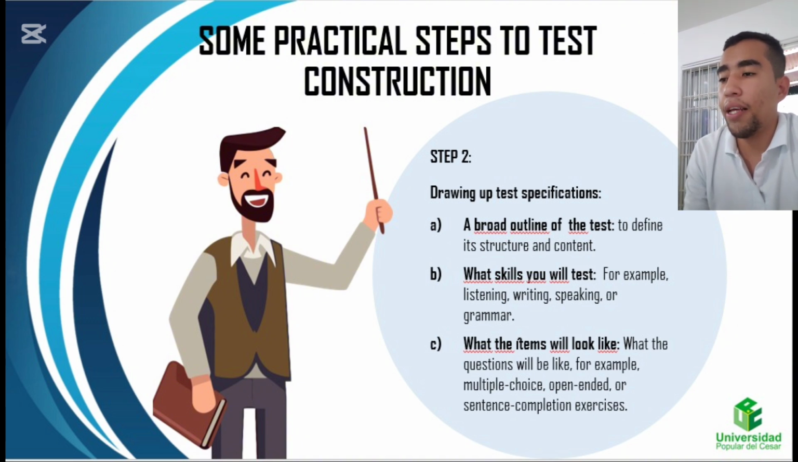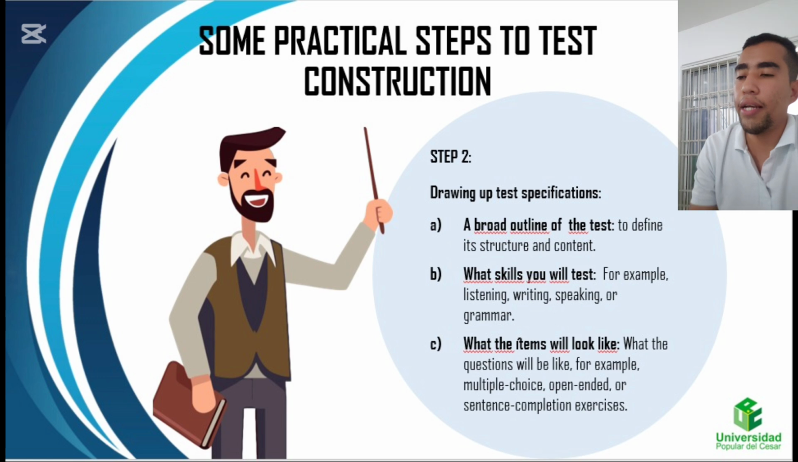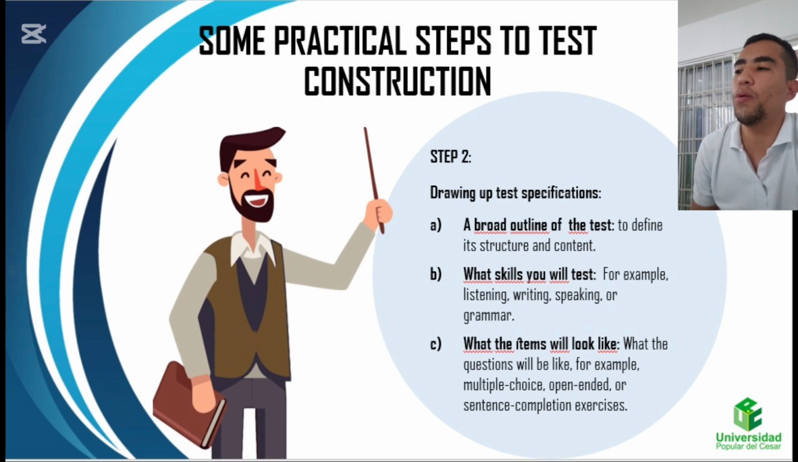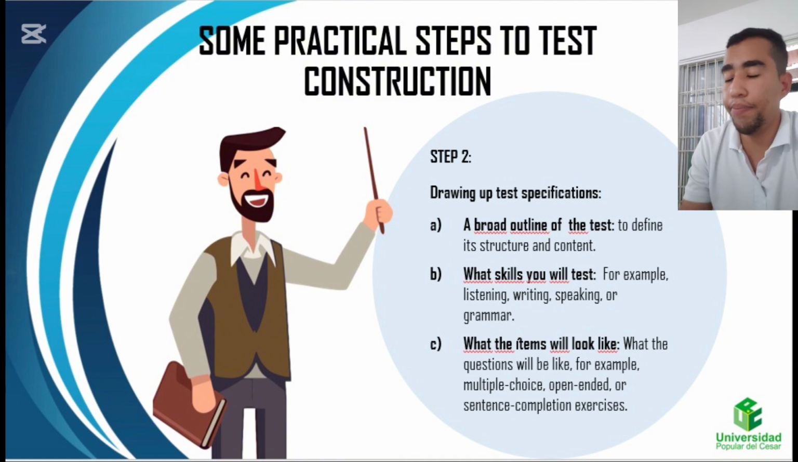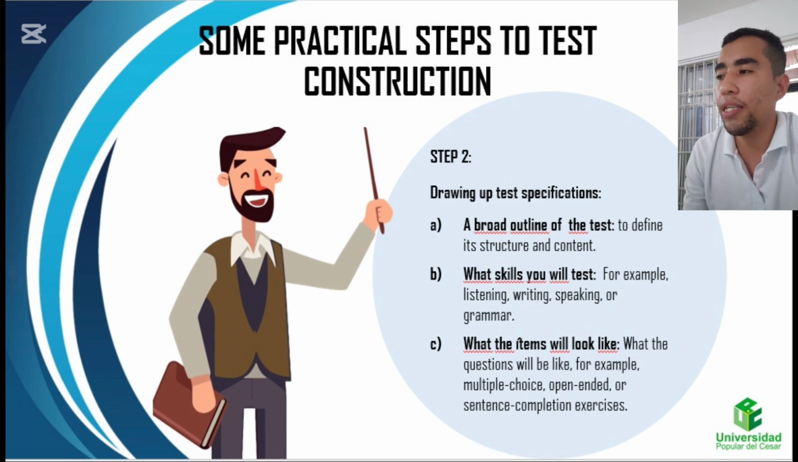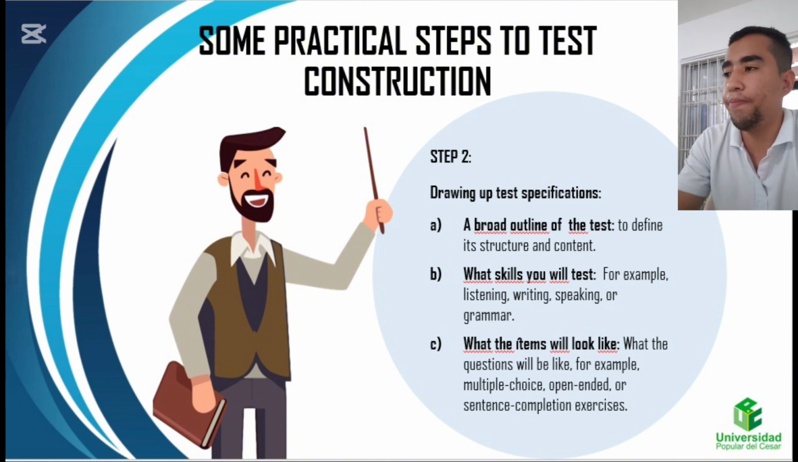And the last one: what will the item look like? So we need to know about the item types that we can use for evaluating our students. For example, we can use multiple choice, open-ended, or sentence completion exercises, depending on the skill we are going to evaluate.